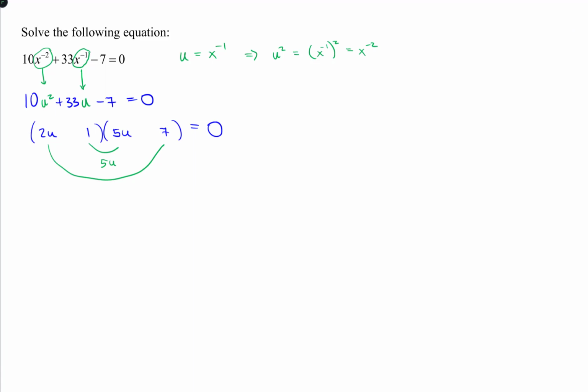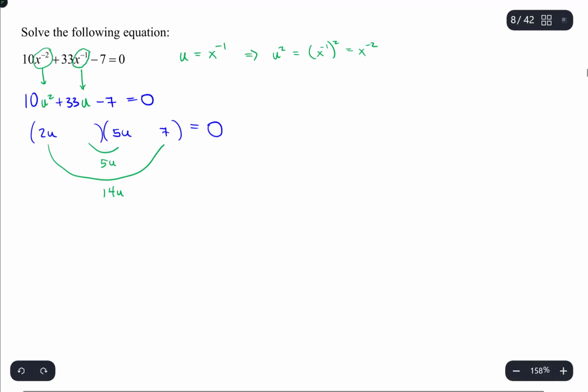All right, so the middle term, 5u times 1 would give me 5u. And then 2u times 7 would give me 14u. That's not going to quite get me to 33. But I think if I were to reverse the order of the 7 and the 1, let's see what happens then.